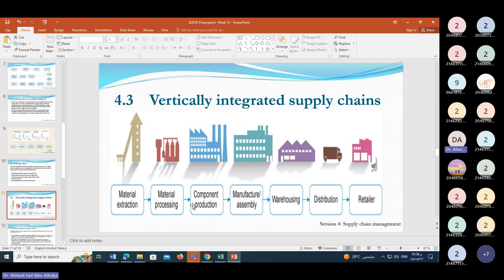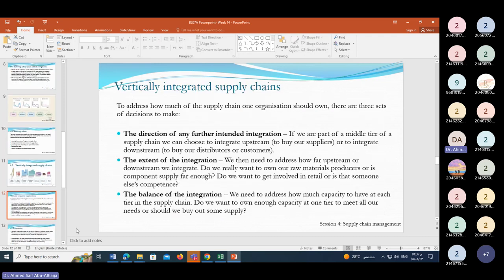But first of all, I need to understand the meaning of vertical integration, which means that you may buy one of the partners in the supply chain. Maybe you are the manufacturer and you want to buy the wholesaler, or the wholesaler and the retailer, or you want to buy one of the suppliers, or all suppliers. This depends on your decision. So this is the meaning of vertical integration.